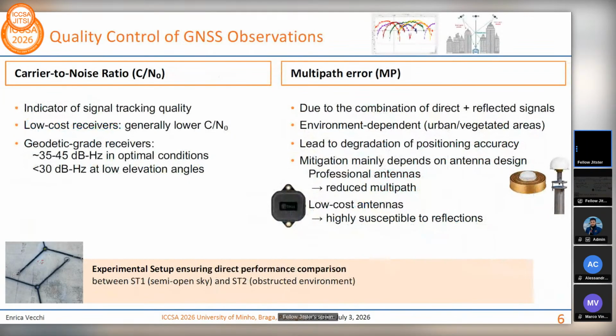As for the quality control aspect, we evaluated two parameters, the carrier-to-noise ratio and the multipath effects. The first one is known to be an indicator of the signal tracking quality, and it's also known to be generally lower for low-cost devices. The multipath error is due to the combination of direct and reflected signals, so it's strongly environment dependent, and it leads to significant degradation of positioning accuracy. From literature, it is also known that mitigation effects are mainly bound to the antenna design. Professional antennas, like the ones on the right, with choke rings and so on, lead to reduced multipath effects, while low-cost antennas, as you can see, don't have the integrated ring which reduces the effect of multipath.